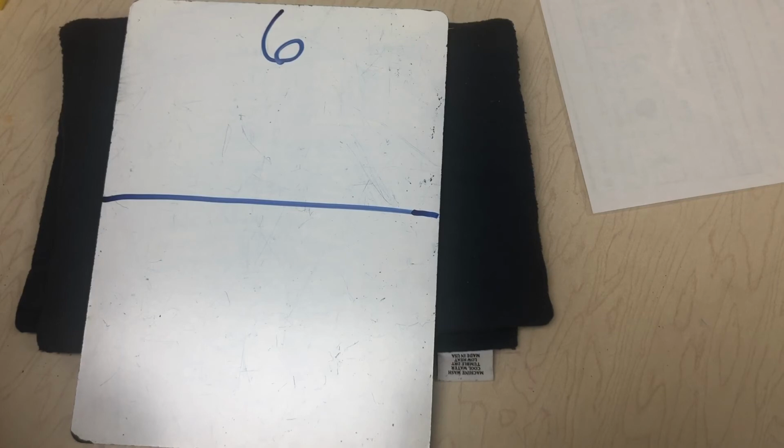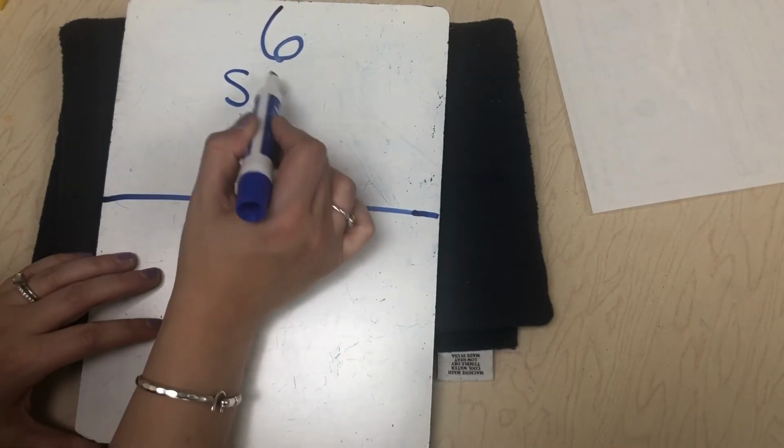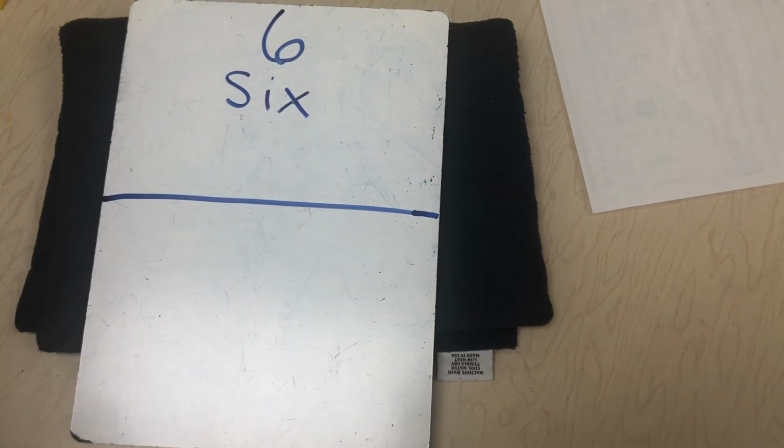Okay, so we're going to spell the number 6. Remember, in word problems, they have the number usually spelt out, so it's really important to know how to spell your numbers and what they look like. 6. And that is how you spell the number 6.